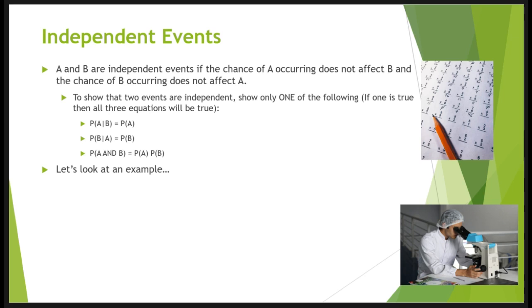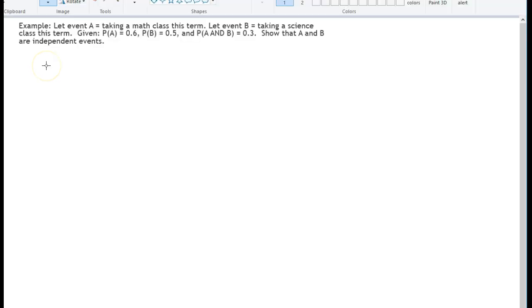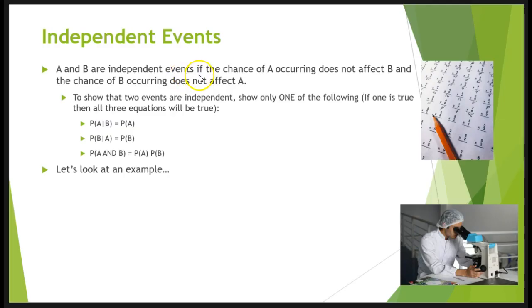So let's take a look at an example. The example says, let event A be taking a math class this term. Let event B equal taking a science class this term. It says given the probability of A is 0.6, the probability of B is 0.5, and the probability of A and B is 0.3. It asks us to show that A and B are independent events. So we need to pick one of these three equations and verify that it's true.